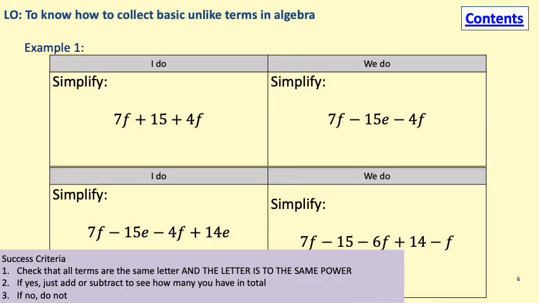Okay, so I'll do the first one. So I'm going to try and mirror what we have seen first of all. So I'm going to say, right, I've got an F here, so I'm going to give it a double underline. This 15 here doesn't have any F with it, so I'll leave that. And then we have the 4F at the end. So now I can collect my 7F and my 4F. I'm going to get 11F. And then I've also still got my positive 15 left. So it's going to be plus 15. And that would be my answer. So pause the video now and give yourselves 30 seconds to try and simplify the first one.